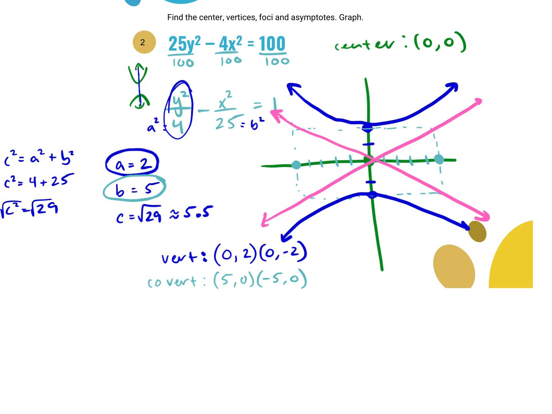Next, we can plot our foci. Which direction would I put the foci, up and down or left or right? Up and down. I'm going to go up 5.5-ish. But the actual number is square root 29. So for my foci, I stayed at 0 and went up and down square root 29.